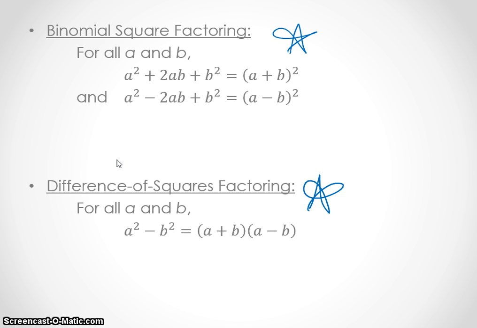Okay? The next pattern you have here is your difference of squares factoring, and that says for all a and b, if you have just two terms to start with, and they're both things squared, so a squared minus b squared, then that factors into the exact same binomial, except one has a minus sign and the other one has a plus sign. So please make sure you get these down. I will show you how to use them here in a second.